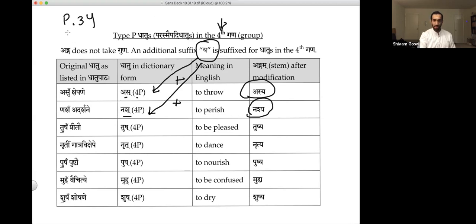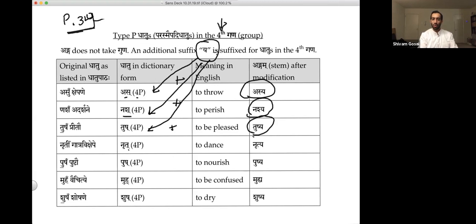This is page 34. Tush plus yakara, tushya. Nrit plus yakara, nritya. Push plus yakara, pushya. Muh plus yakara, muhya. Shush plus yakara, shushya. Okay? So this gives us a clue that when we're doing these fourth gana dhatus, it's going to be yakara.